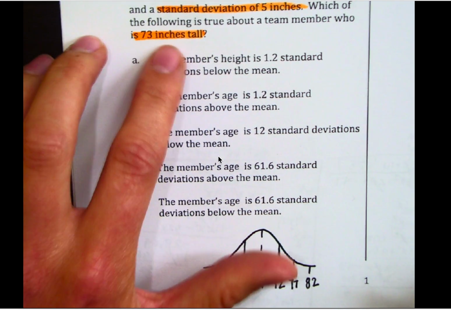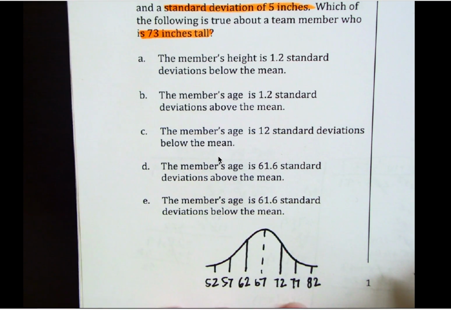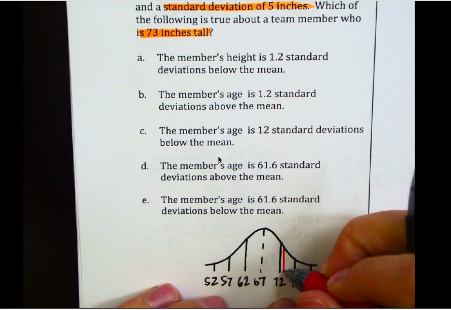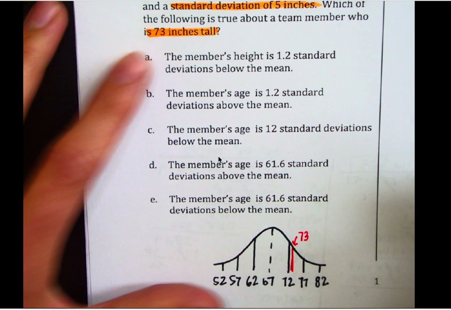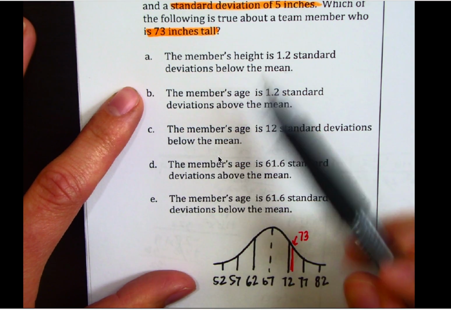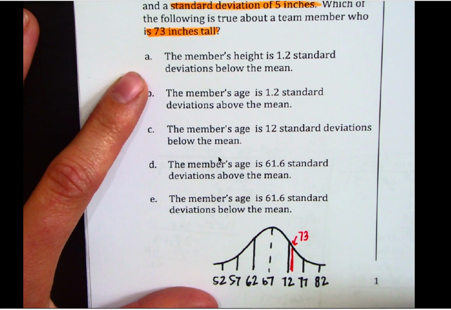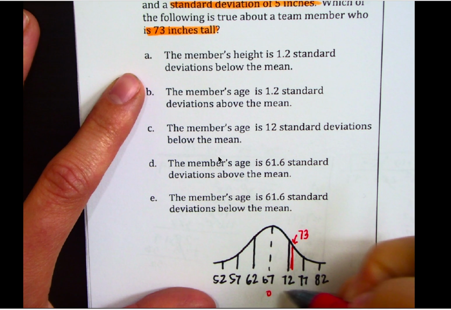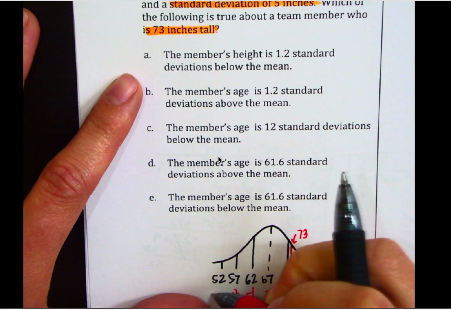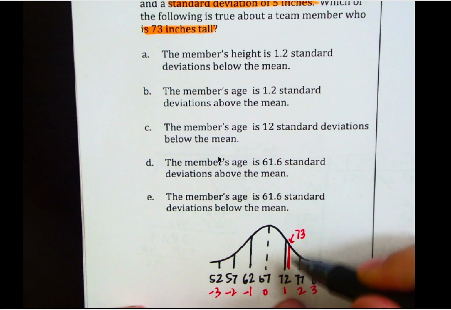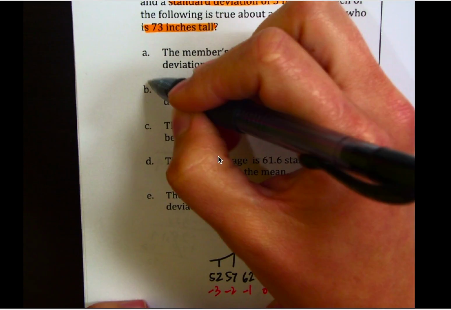Okay, and we're talking about a team member who's 73 inches tall. So if these are all of those heights, 73 would fall about right here. So that would be above the mean about 1.2 standard deviations. So this would be 1 standard deviation, if this is 0 at the mean, 1 standard deviation, 2 and 3, 1 standard deviation below. Okay, and this is about 1.2 standard deviations above the mean.